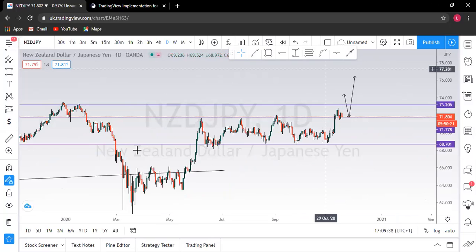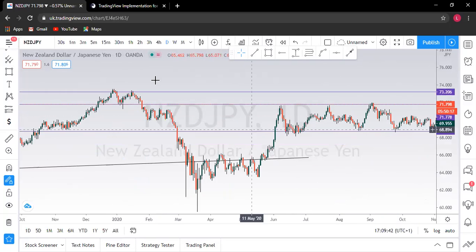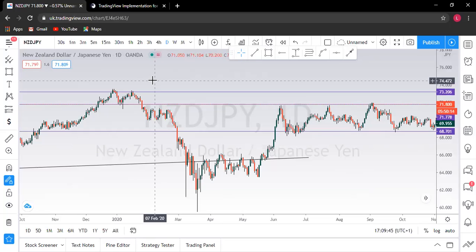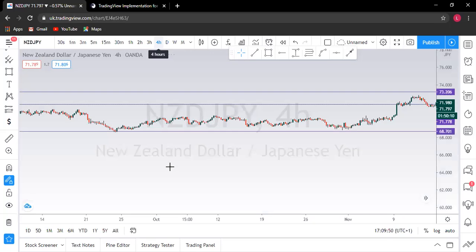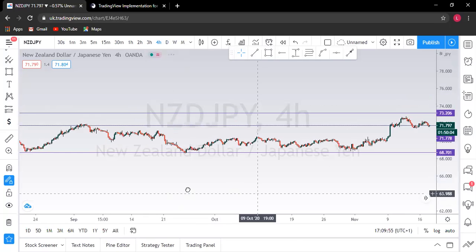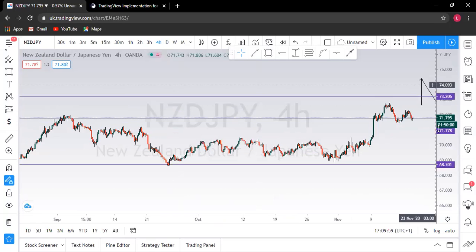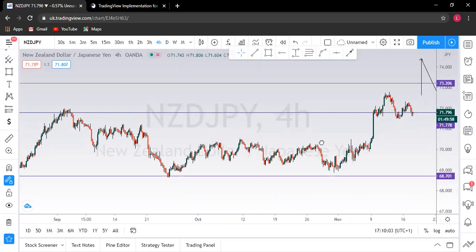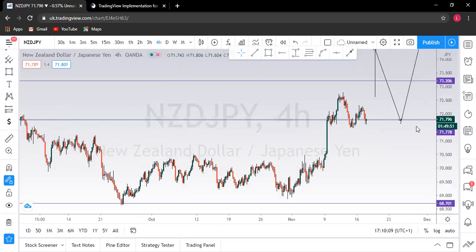However, there's nothing much to depict on this daily time frame. So we move to the lower time frame, which is the 4 hour time frame. So this is the 4 hour time frame. On this 4 hour time frame, you can see something like a head and shoulder, which is a reversal pattern that I taught you guys.